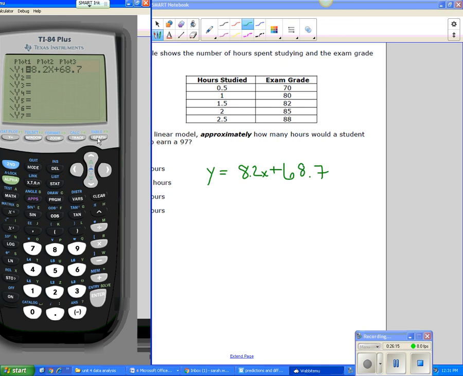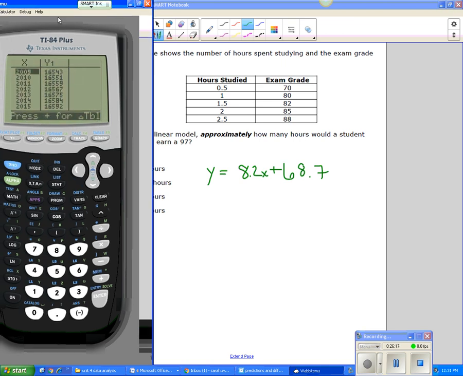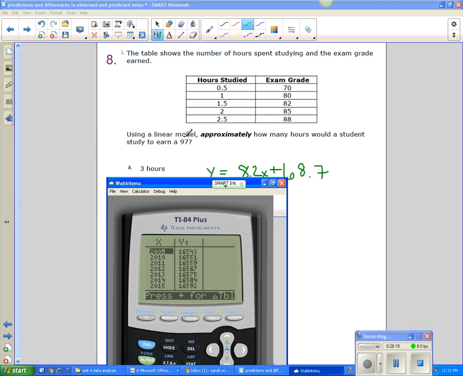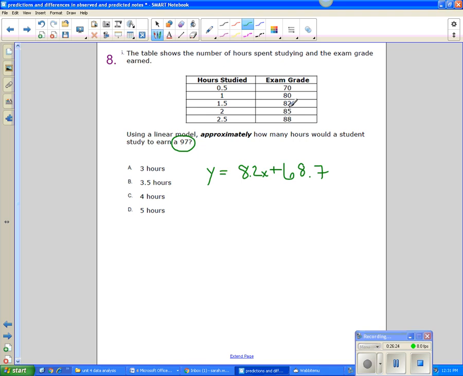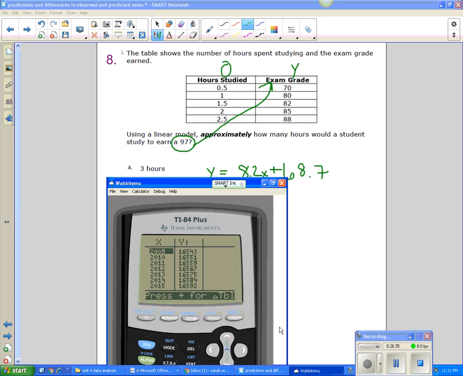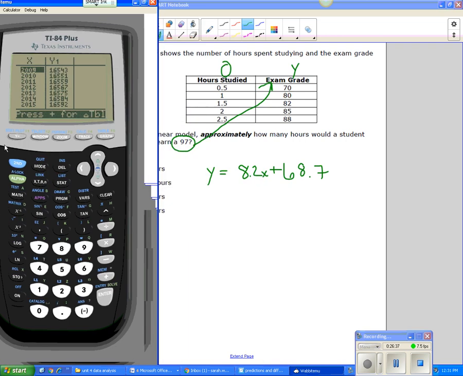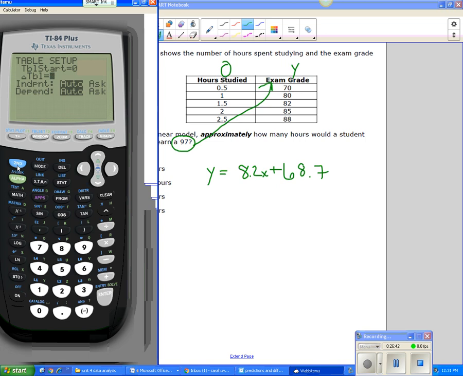And go to second table. All right, so let's see what it's saying. Using a linear model, approximately how many hours will a student study to earn a 97? All right, well, 97 is an exam grade. So we're looking for that in the y. And a good place to start would be 0. That would be a good place to start for this one. So second window, tell it to start at 0. And we want to make a 97.